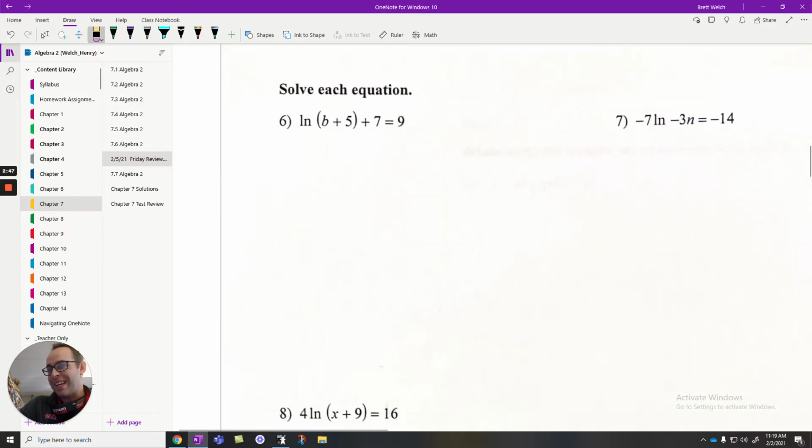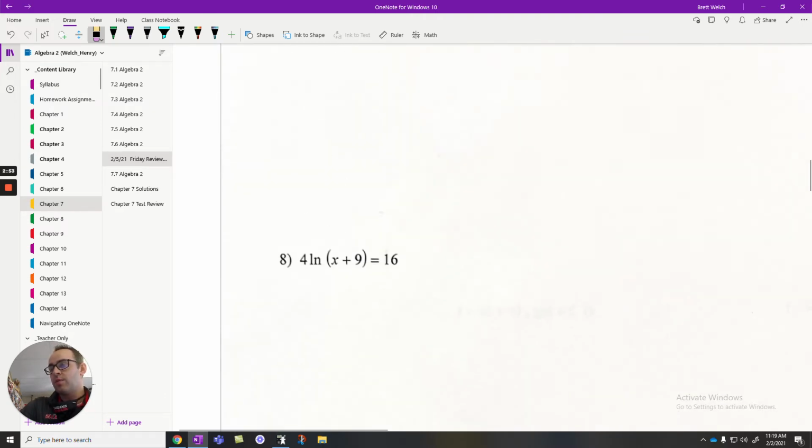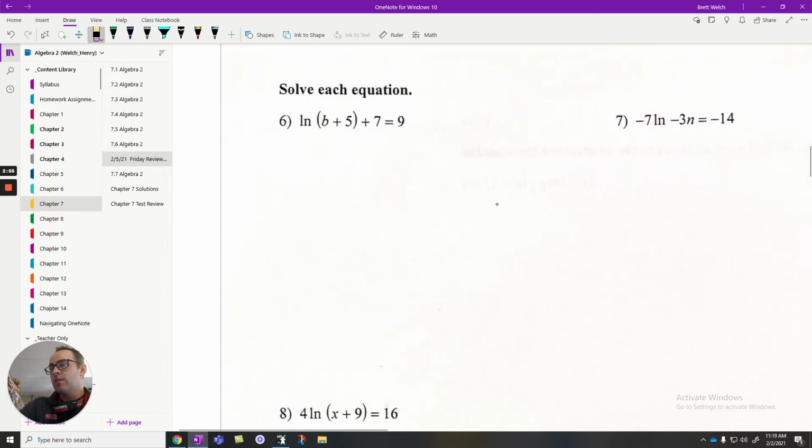Okay, so the next type is the same process except that they're ln. There's only 3 of them, but I wanted to make sure you guys were doing ln problems as well. So same approach, nothing's different to start out. I'm going to minus the 7. That might not be dark enough for you, but I get ln of b plus 5 equals 2.